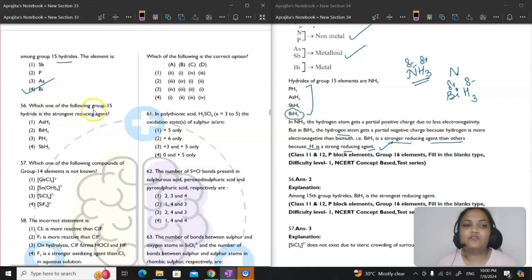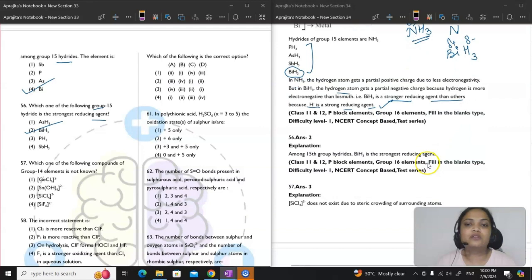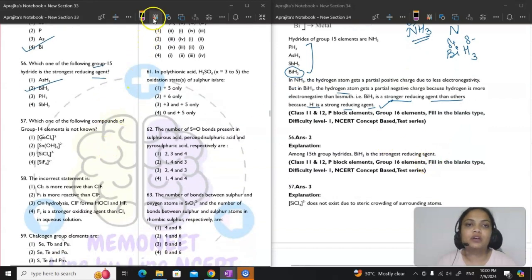So again, which one of the following group 15 hydrides is the strongest reducing agent? Just now we have seen here bismuth hydride BiH3 will be the strongest reducing agent. Alright, now moving on to the next question, students.